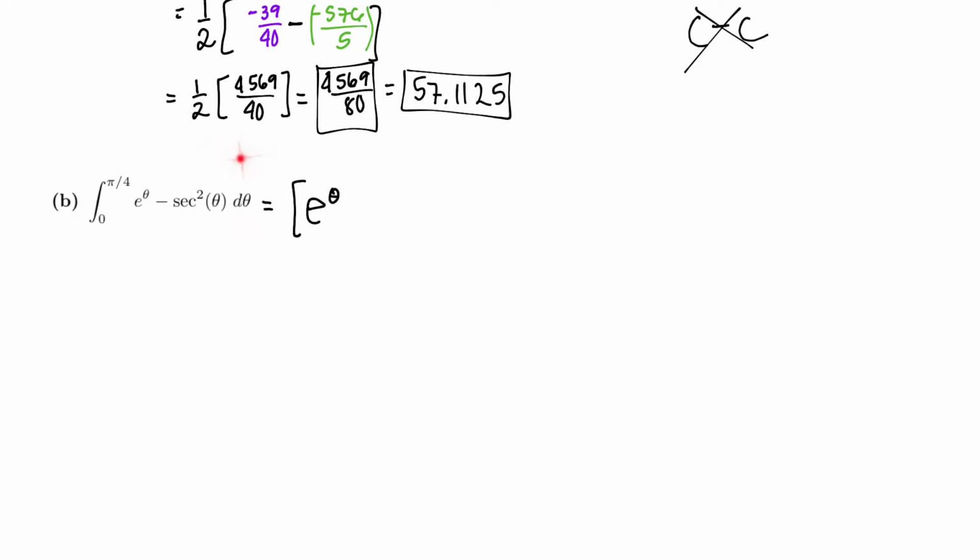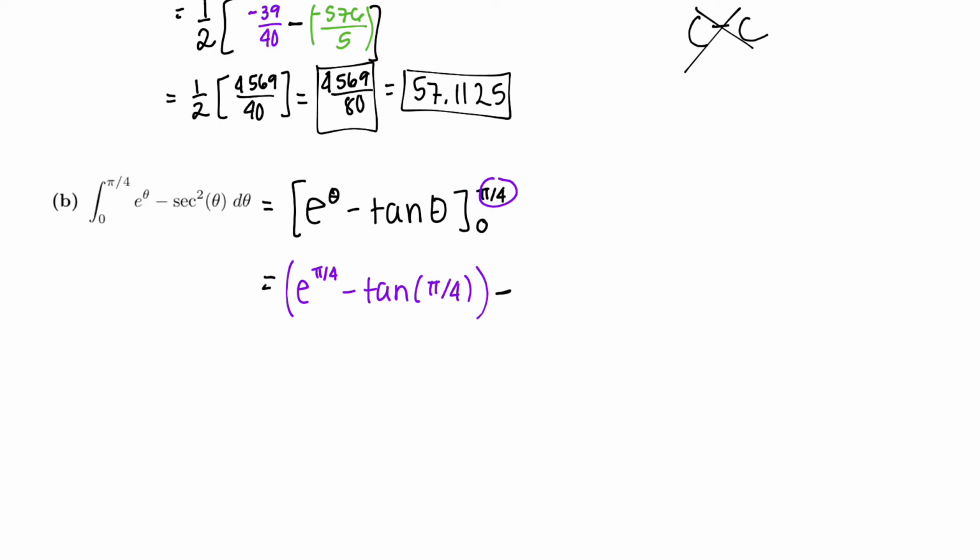For the secant squared, the antiderivative of secant squared is going to be tangent. So this will be tan theta from 0 to pi over 4. So plugging in my top bound, I have e to the pi over 4 minus tangent of pi over 4, minus then my lower bound, e to the 0 minus tan of 0.